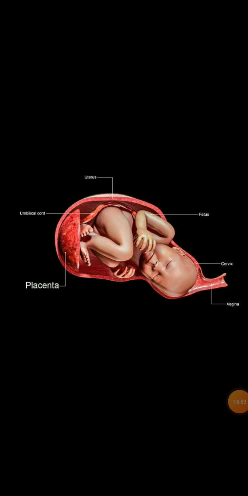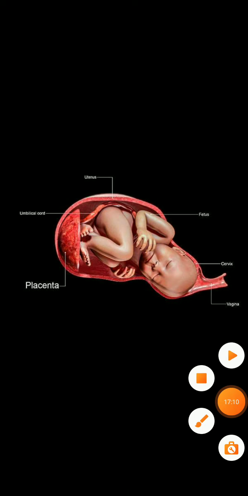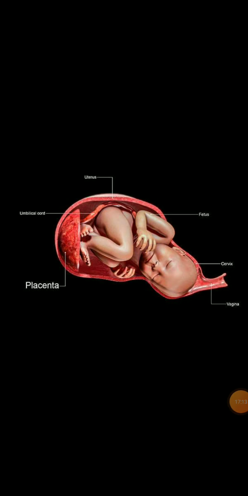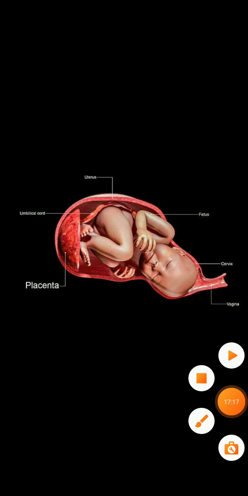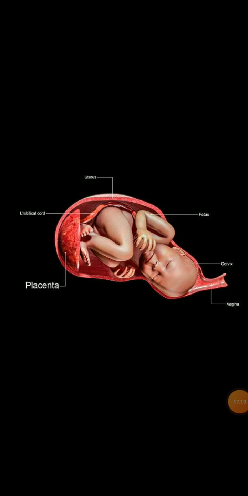So by this picture we can clearly see how the placenta is embedded into the uterine wall, and it provides oxygen and nutrients to the baby. How does it take place? From the mother's blood. So glucose and oxygen will be passed from the mother's blood to the embryo.